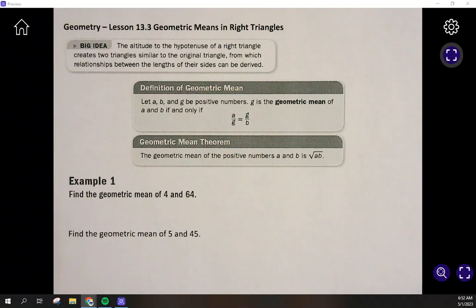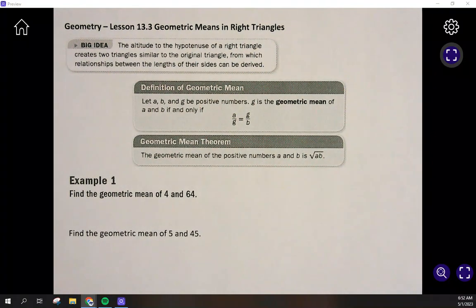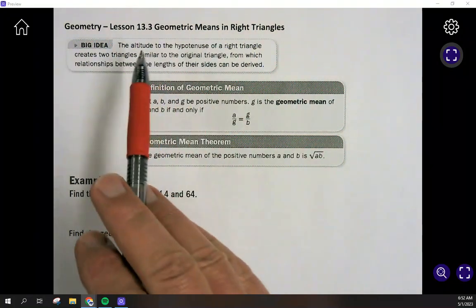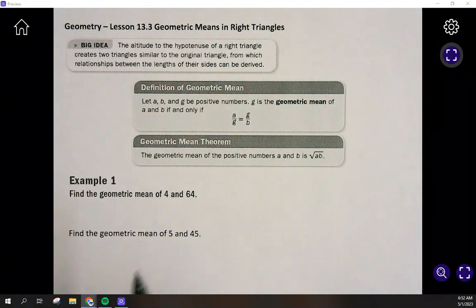This is geometry lesson 13.3, geometric means in right triangles. The big idea here says that the altitude to the hypotenuse of a right triangle creates two triangles similar to the original, from which relationships between the lengths of their sides can be derived. So we're going to relate this directly to right triangles that have an altitude drawn to the hypotenuse and how that creates three similar triangles. That's how this fits into this unit.